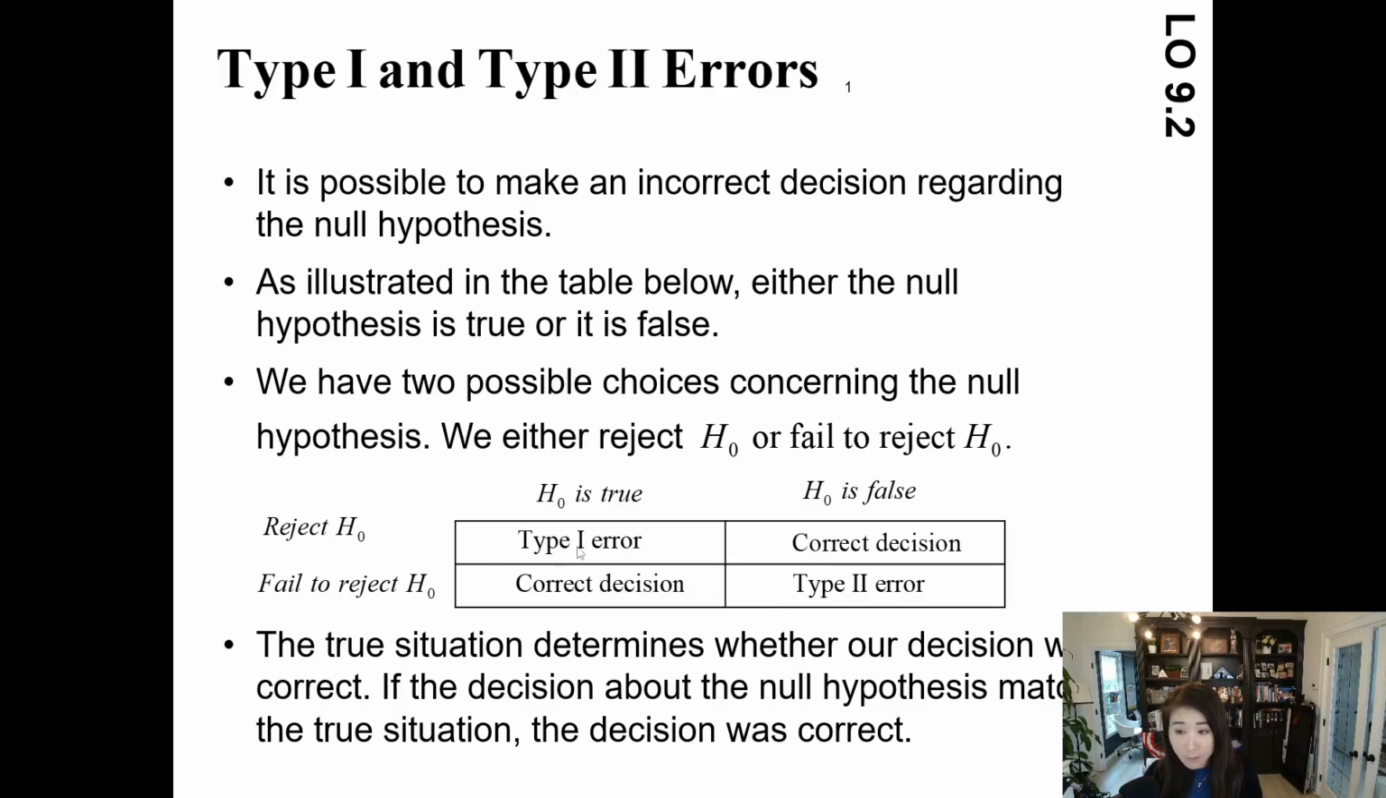First, the type 1 error. For a type 1 error, if H0 is actually true, we take the wrong action, saying, hey, it's false, we're going to reject it. That's my type 1 error. For the type 2 error, it is the opposite. H0 is actually false, and we end up not rejecting it, but we should reject it.